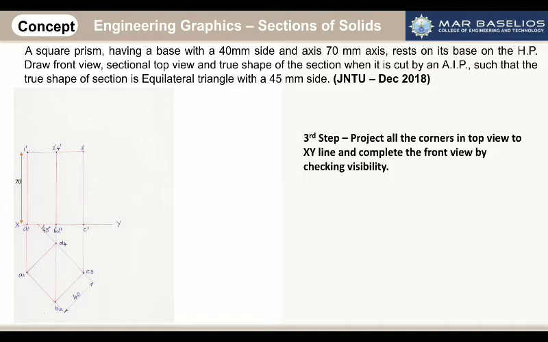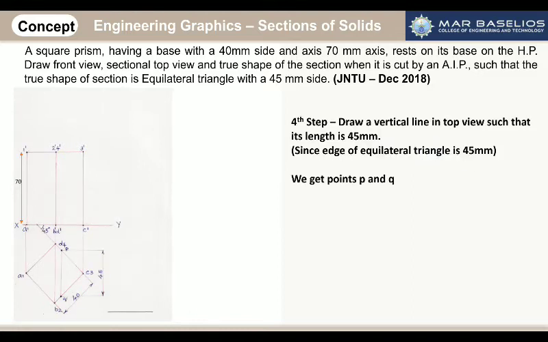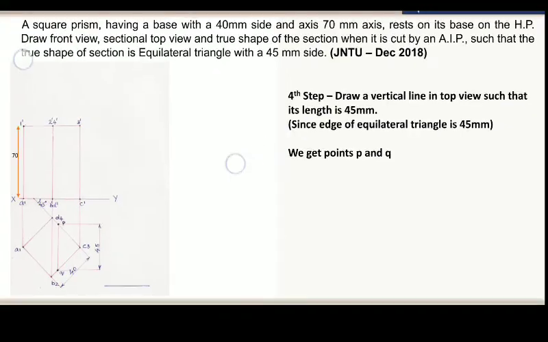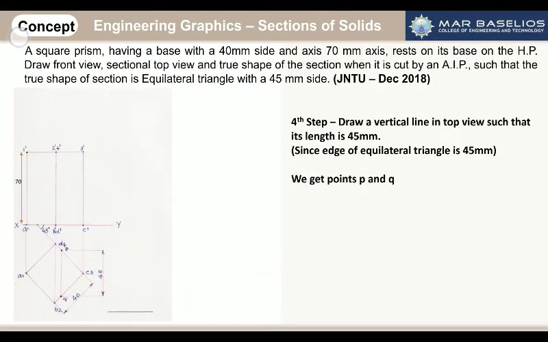Now we are again going to section this prism and we have to get an equilateral triangle as true shape, and the length of the side of the equilateral triangle is given, it is 45 mm. So in order to satisfy that, first you have to draw a vertical line in the top view such that its length is 45 mm. We are getting 2 points P and Q.